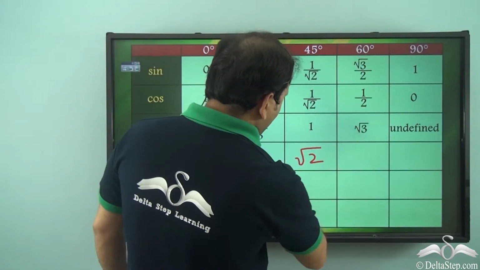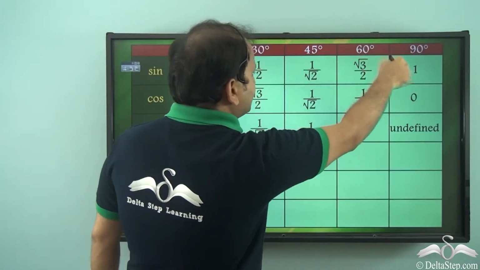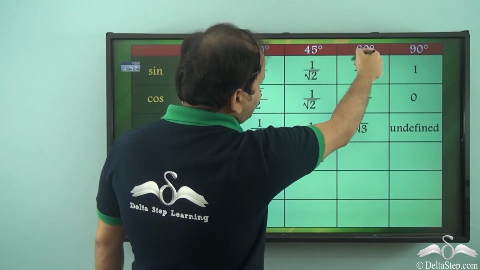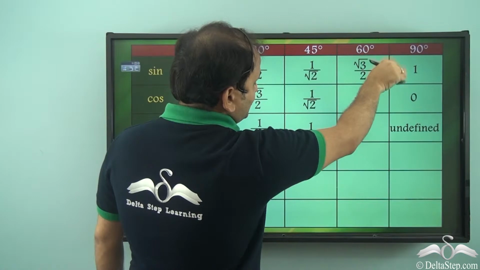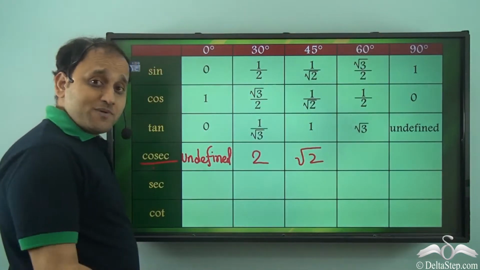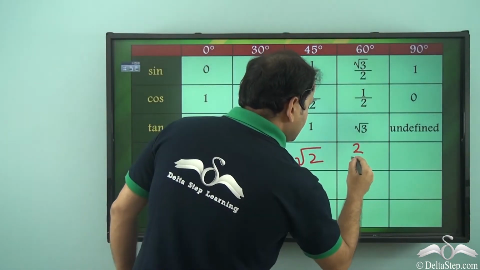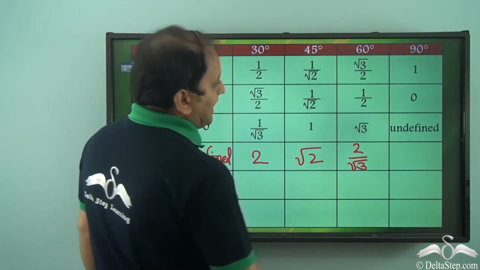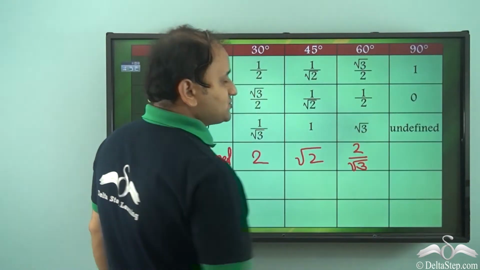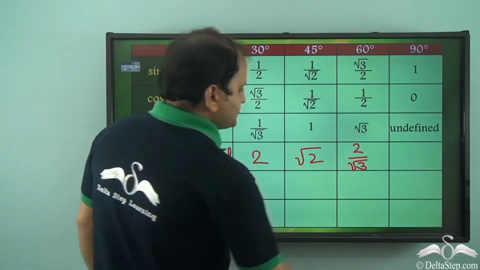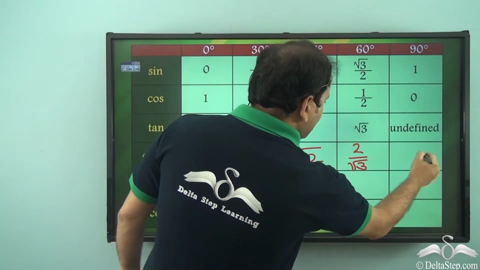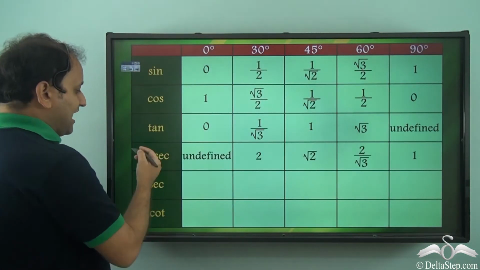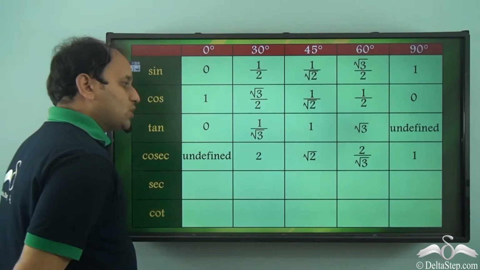Now what about cosec 60 degrees? Inverse of sine 60 degrees. Sine 60 degrees is root 3 by 2. So inverse of it will be 2 by root 3. And now let's come to 1. Inverse of 1 is 1 itself. So cosec 90 degrees will be 1. So we have these values for cosec.